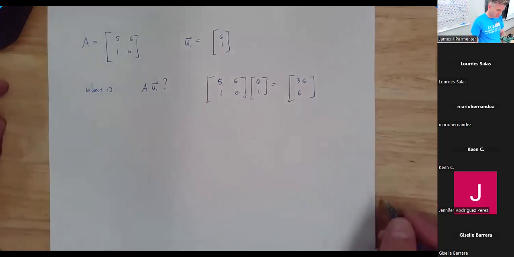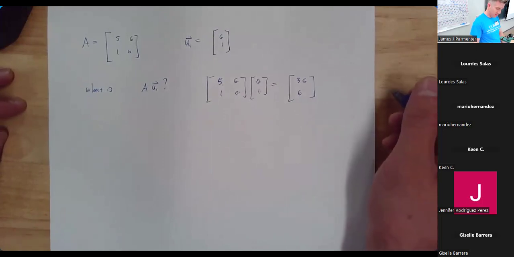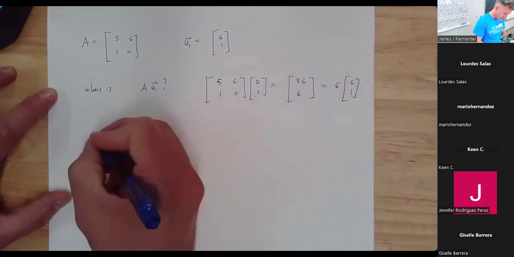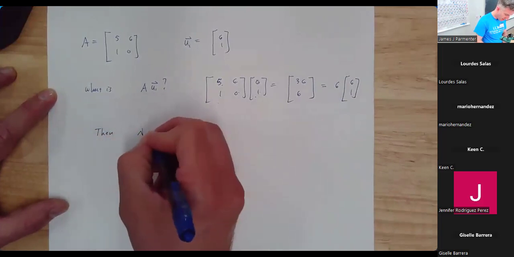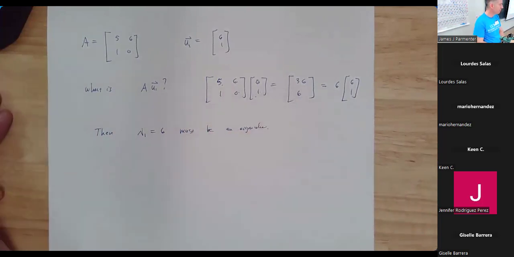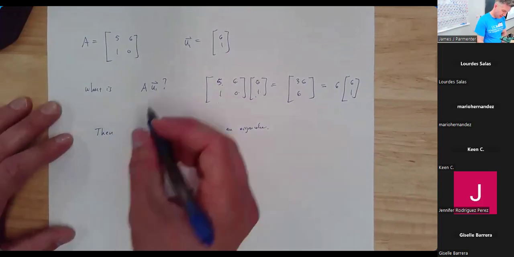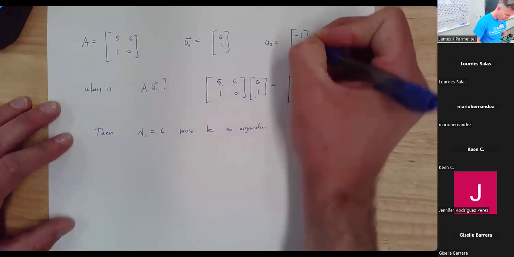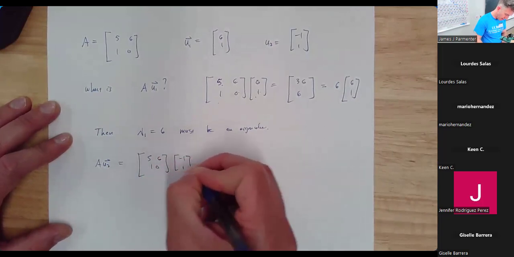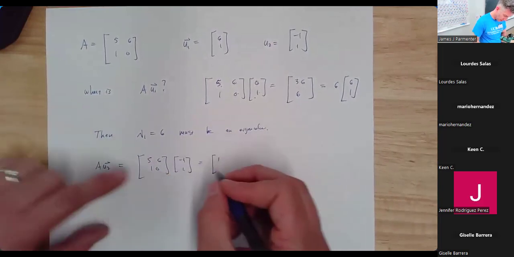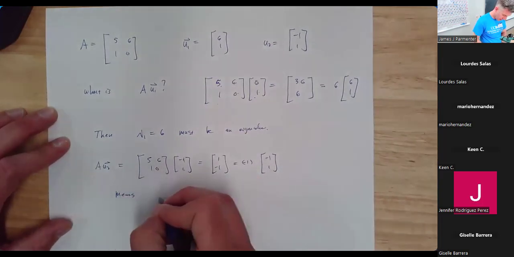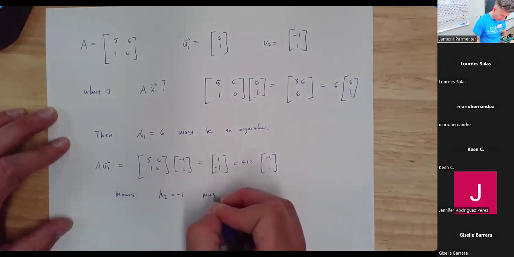And then if I asked you, what's an eigenvalue of this matrix? Well, you say, oh, this matrix times this vector is exactly equal to 6 times that vector. So I can say lambda 1 equal to 6 must be an eigenvalue. And similarly, if I said u2 is equal to [-1, 1], and I asked what A times u2 is, I'm getting negative 5 plus 6, negative 1 plus 0, that's exactly negative 1 times the original vector. So that means lambda 2 equal to negative 1 must be an eigenvalue.